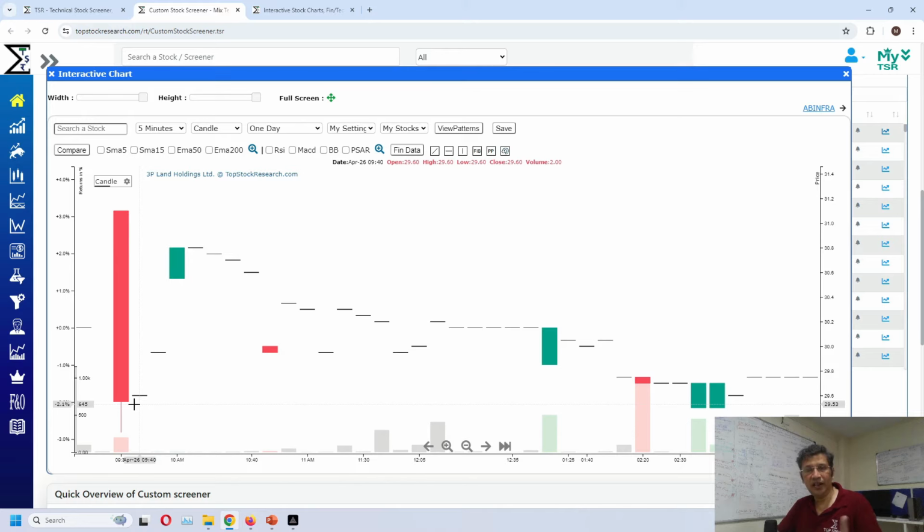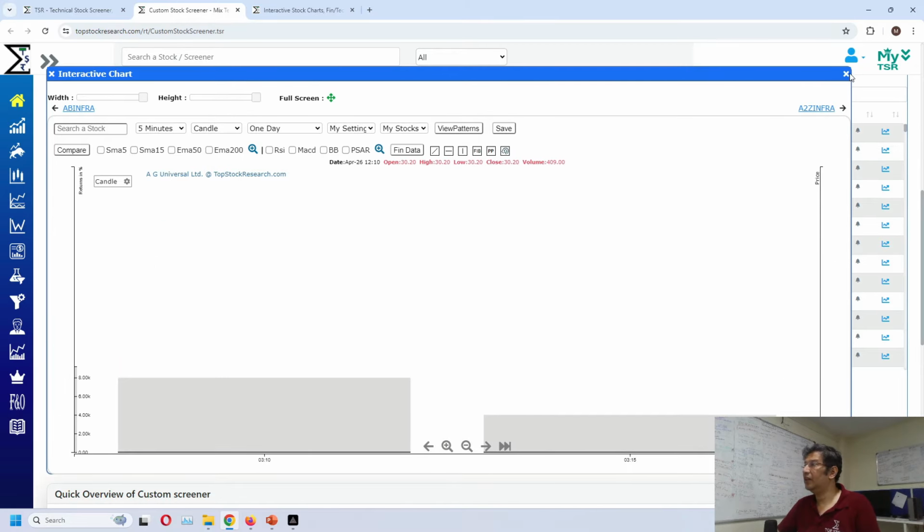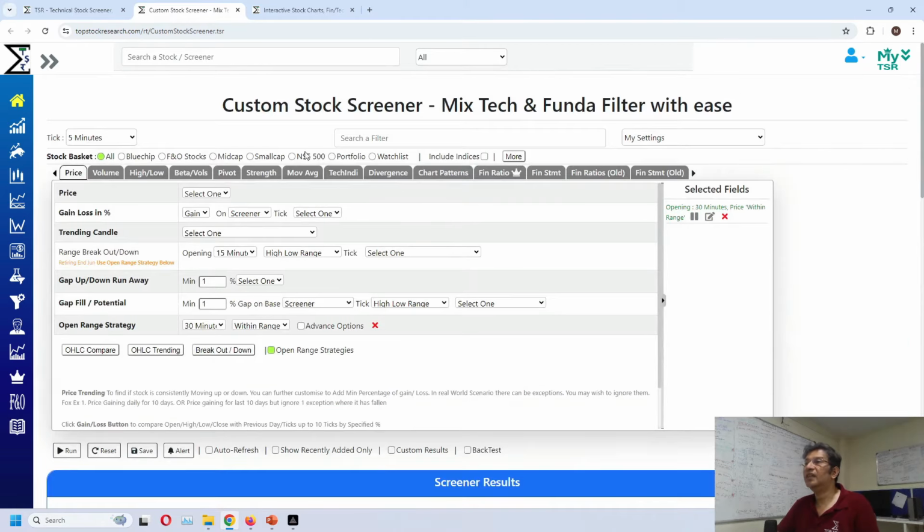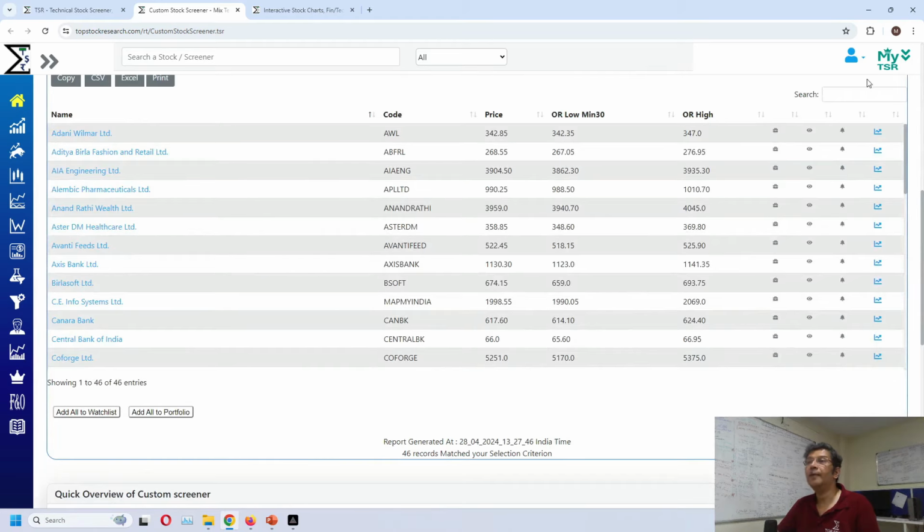So this could be another interesting thing for you to observe, that the stocks which are consolidating may have potential of breaking out and breaking down, right? Similarly, AB Infra, again, not a very good quality stock. Let's see if we can get something more interesting in NSE 500.